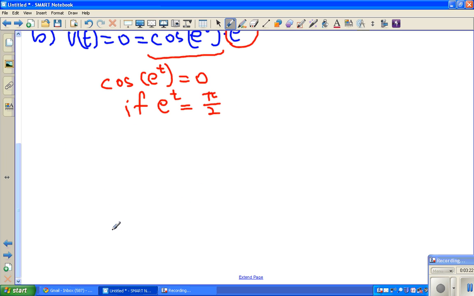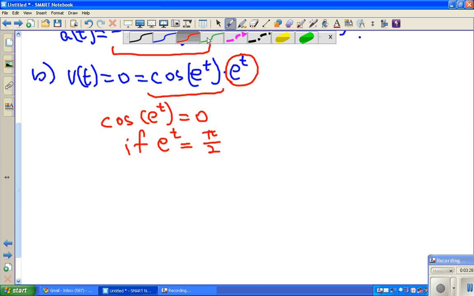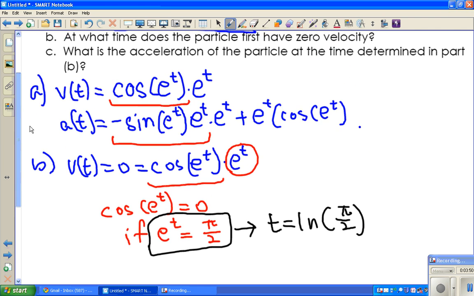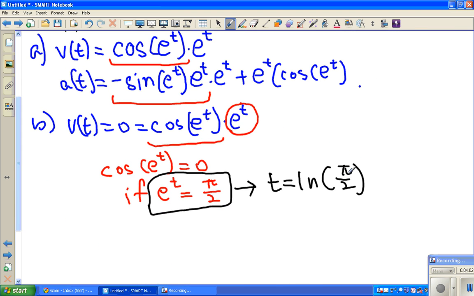Now let us continue. I'm going to put this one in a box because we're probably going to be using it continually. This means t will be equal to, by taking the natural logarithm on both sides, ln of pi over 2. That would have been our answer for B. At what time does the particle first have zero velocity? When t is equal to ln of pi over 2.